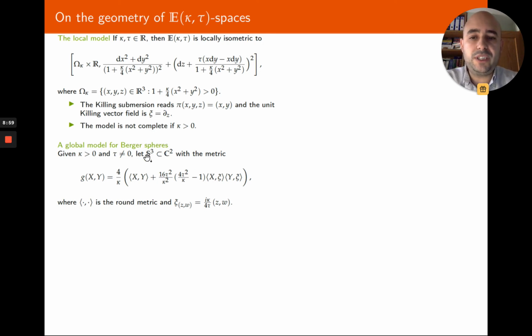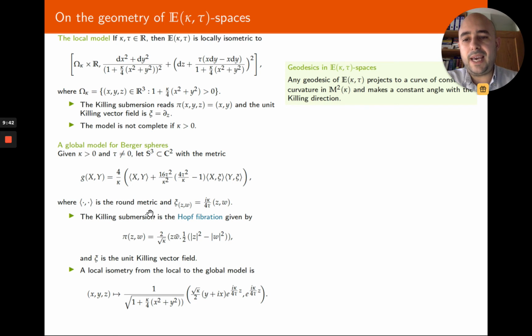In that case, we consider the 3-sphere inside C2. And we consider the Riemannian metric G given by this expression, where these brackets represent the round metric in S3, and psi is this vector field proportional to the position vector. So in that case, this is a global model for the Berger spheres. We can see that when kappa is equal to 4 tau squared, then this vanishes and we just get a metric proportional to the round metric. And then we get the round spheres, as I was saying in the previous slide.